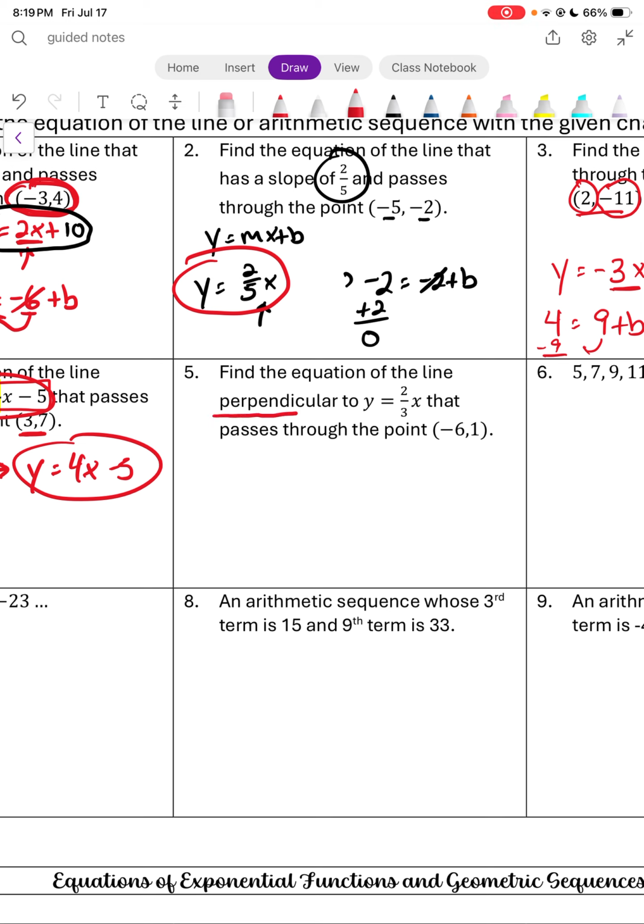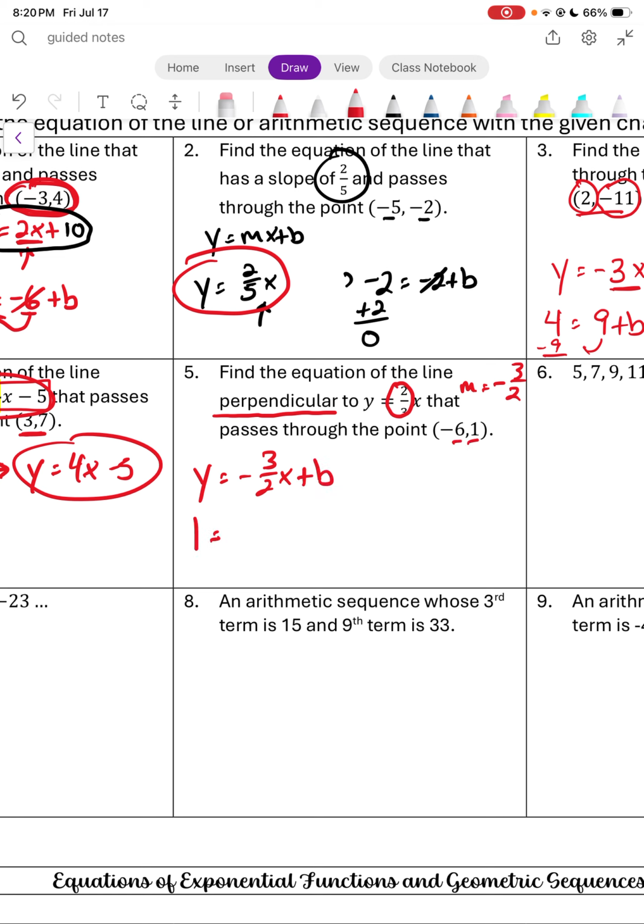One more. Perpendicular lines do not have the same slope. They have opposite reciprocal slopes. The slope of this line is 2/3. The slope of your line will be -3/2. You take the opposite of it and you flip it. So therefore, your equation is going to be y equals -3/2 x plus b. We're going to plug this point in.